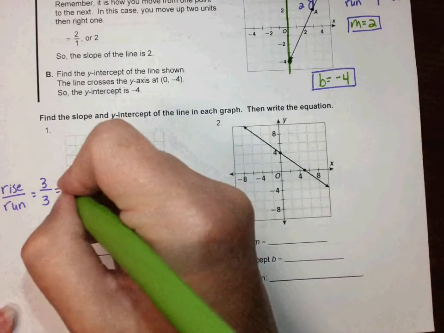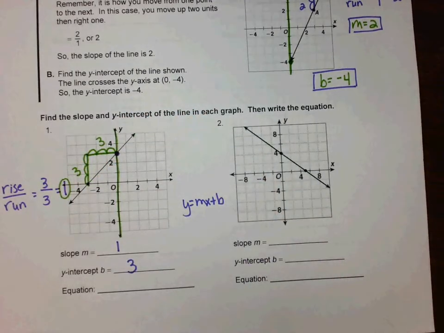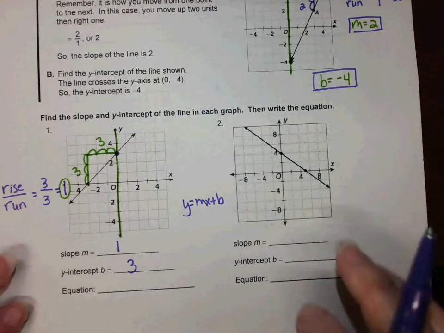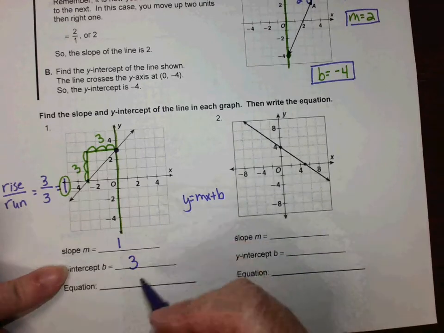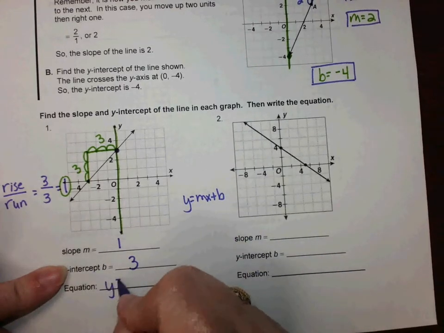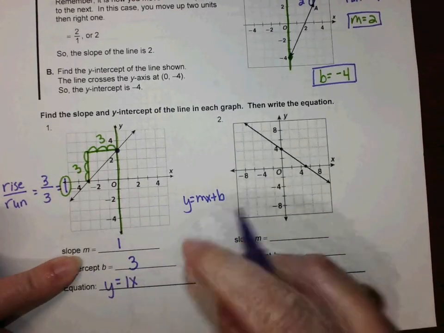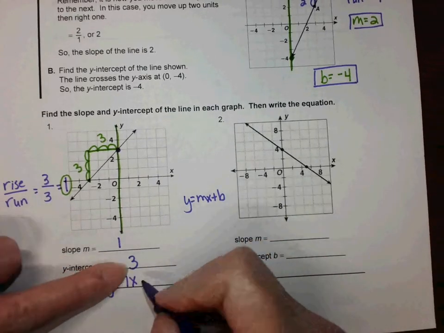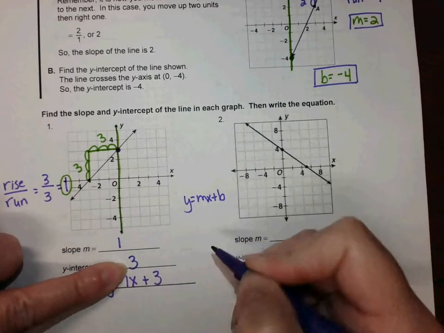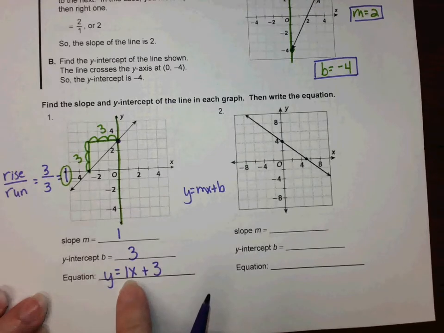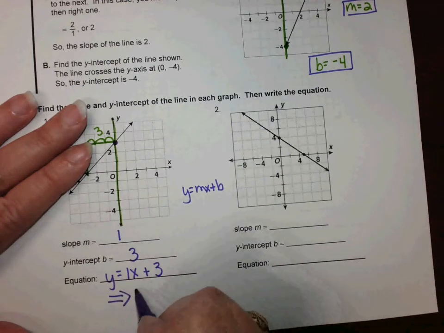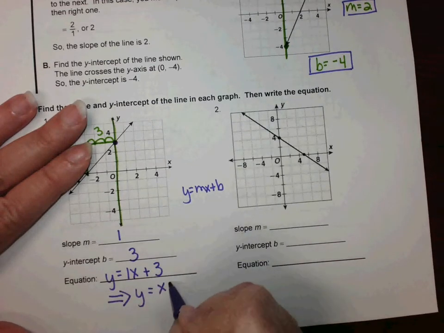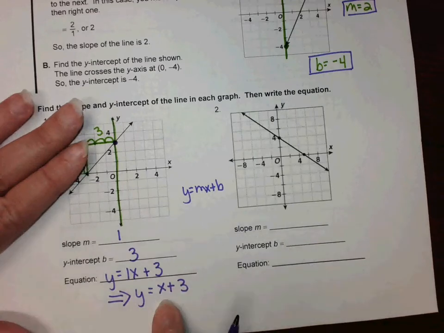Right here. So now for my equation, all I've got to do is fill in this format. In place of the M, I'm going to put a 1. In place of the B, I'm going to put +3 because it's a +3. Now if you'll remember, we talked about 1 times x is just x, so really I don't need to write that 1. I'm just going to write y equals x plus 3. And there's my equation.